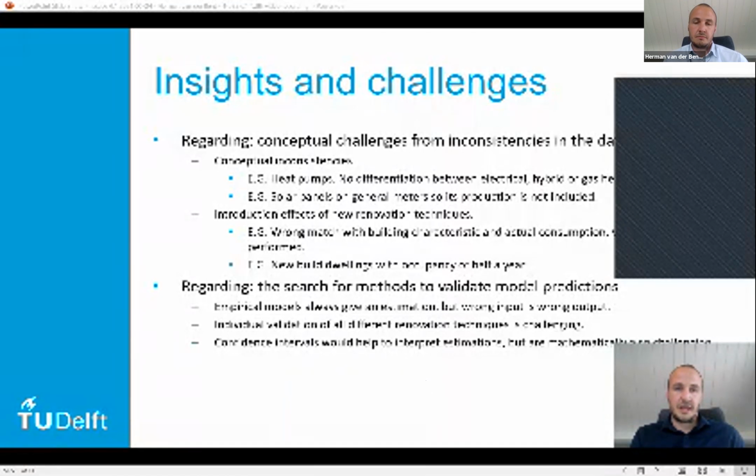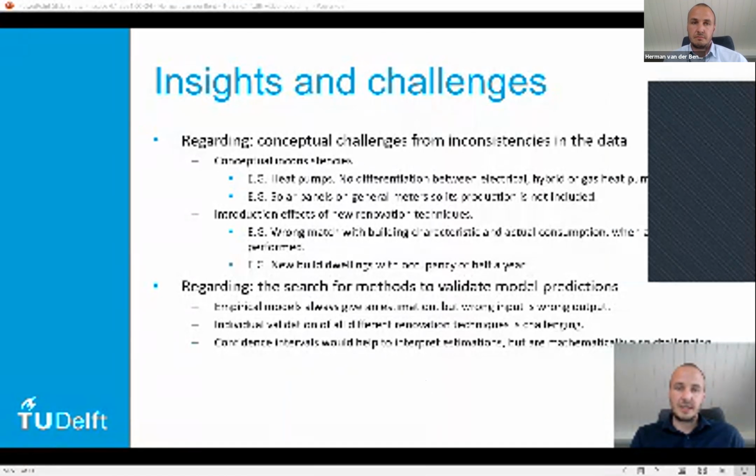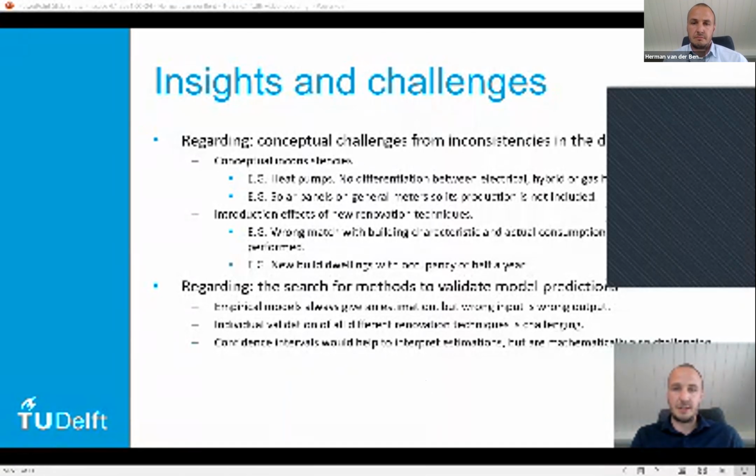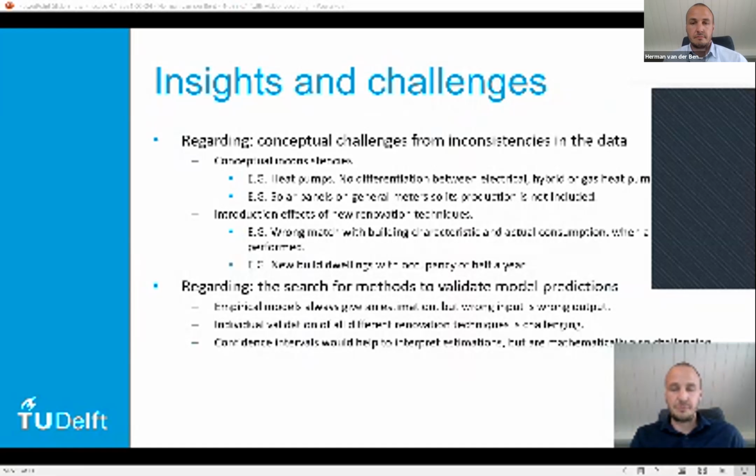And it's the same for new build dwellings. The occupancy of those new build dwellings can be later. So the actual energy consumption, even one or two years later, can be lower than it should be. And that could also make the model less perfect.